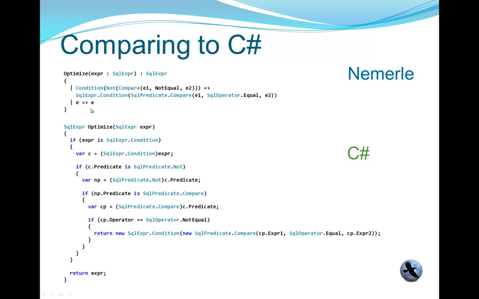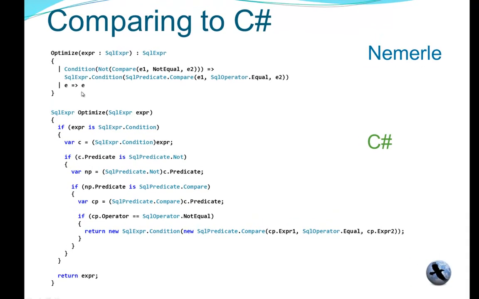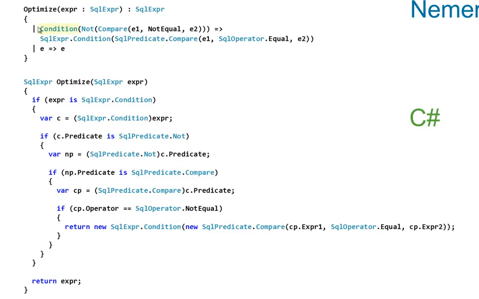Now let's compare these implementations and see what's going on here. Let's look at the first pattern condition. I call it pattern because patterns are recursive, and I can call it sub-pattern or nested pattern, but I will say just pattern. When we define this pattern, we tell the Nemerle compiler that we expect our input parameter expression to be an SQL expression dot condition. We expect this type.